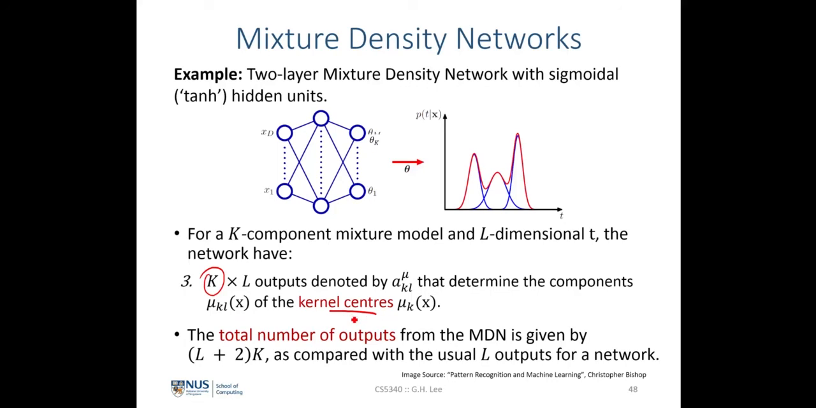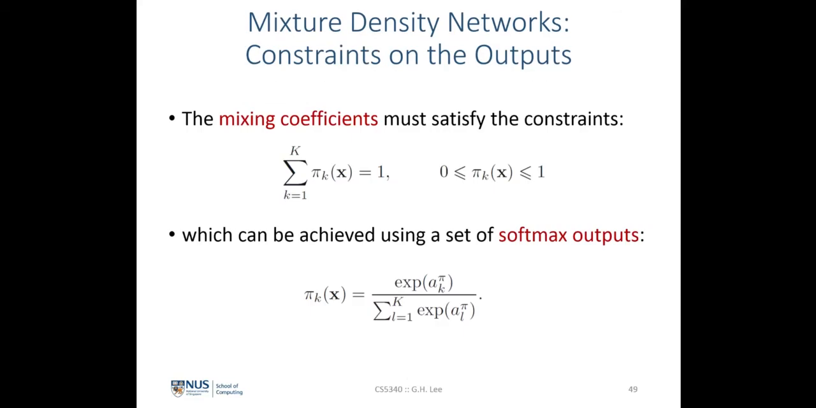So the total dimensions of the output would be (L plus 2) by K. K is the number of components, L is the dimension of my means, and 1 for the mixing coefficient, as well as 1 for the sigma. Here, for sigma, the covariance, we're also assuming that it's isotropic. So you could have an L by L covariance matrix, but we'll use sigma squared for the diagonal to simplify the whole parameter estimation.